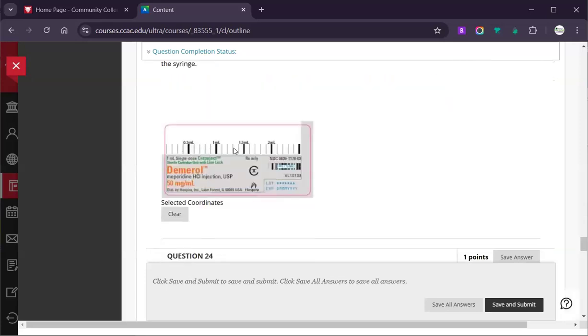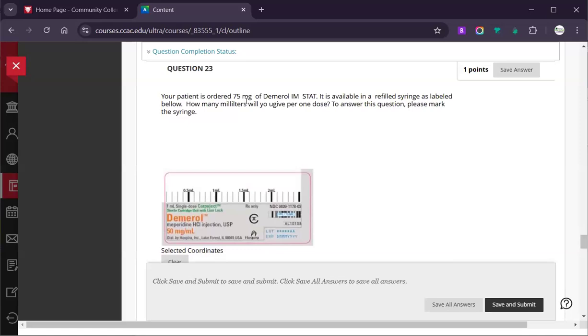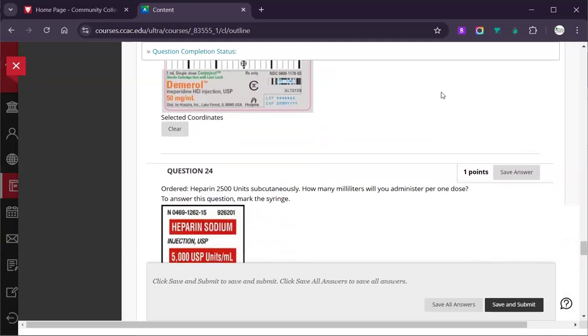Here's another drag-and-drop on this thing called a Tubex. We're going to pay attention to the order, 75 milligrams. We have this pre-filled syringe, and it tells us that the Demerol is 50 milligrams per milliliter. So I'm just going to do 75 divided by 50 times 1, which is 1.5. I'm going to drop my point right here at 1.5. Again, I don't know if it matters if you're on the number or on the line, but we'll see when we get the feedback for my answers here.